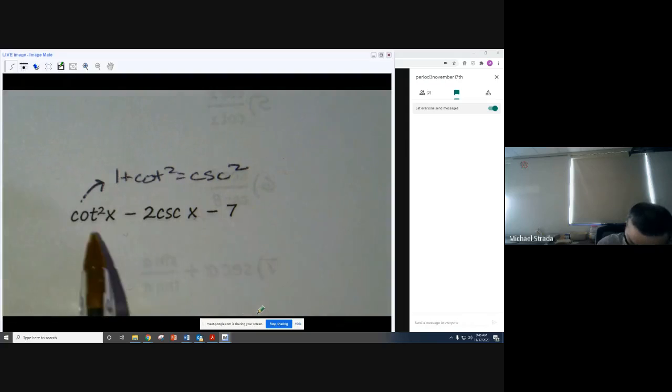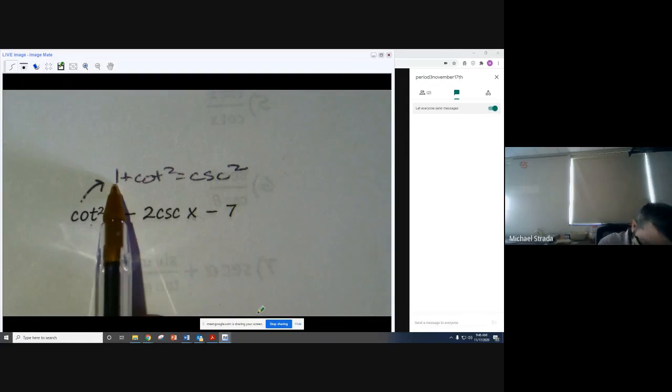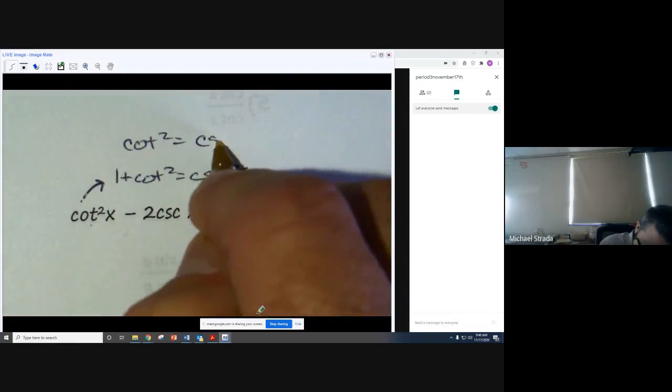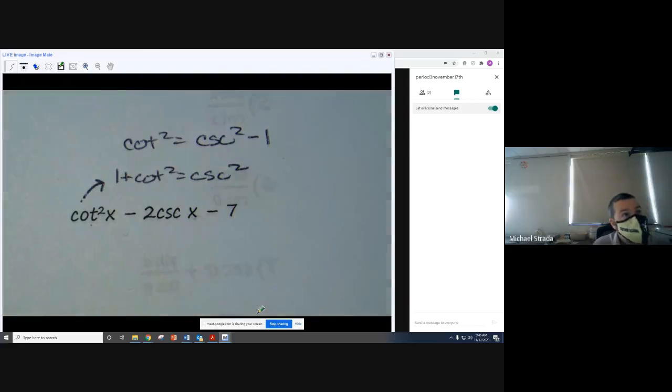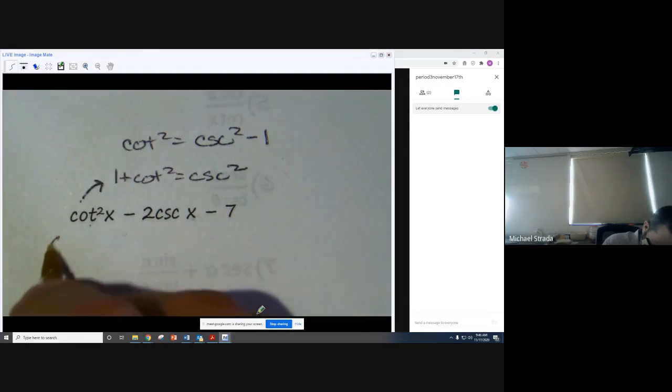We want to get the cotangent squared by itself. How do we get rid of a plus 1? Subtract. So cotangent squared equals cosecant squared minus 1. So I'm going to replace cotangent squared with cosecant squared x minus 1.